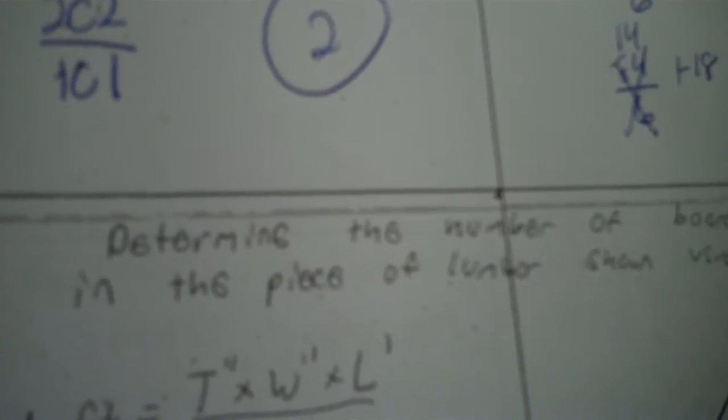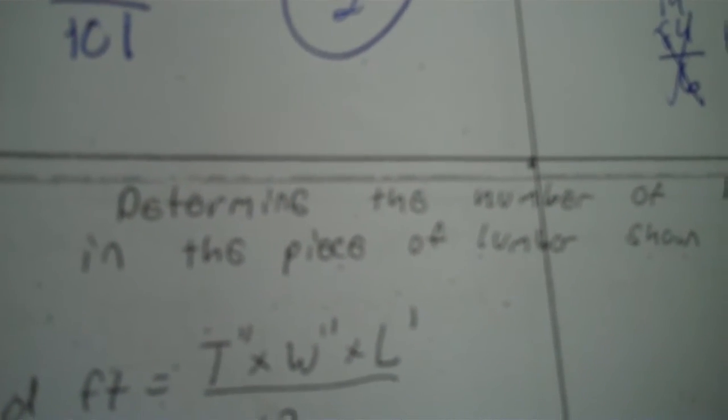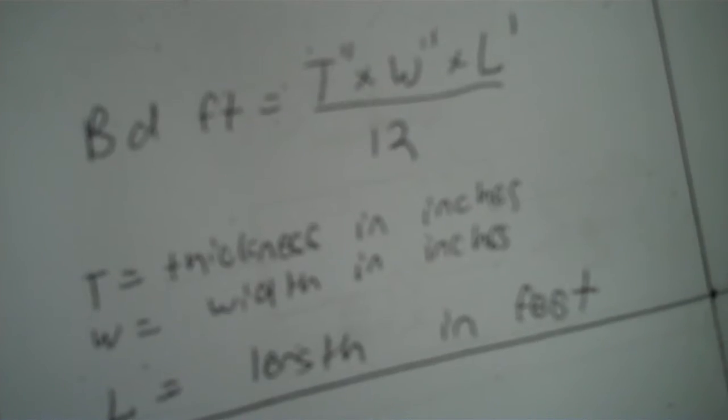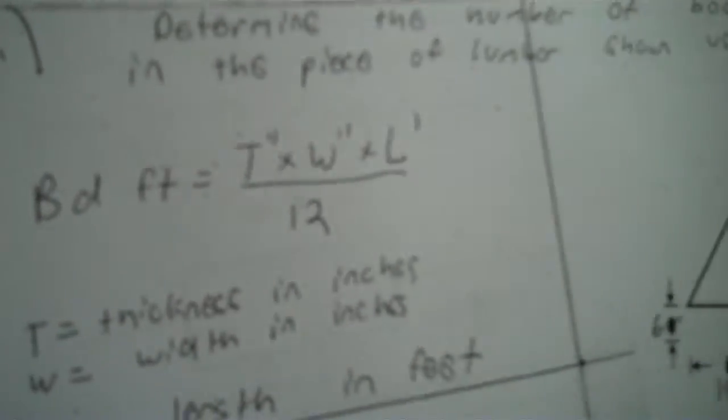Okay, determine the number of board feet in the piece of lumber shown using the formula. Board feet is T times W times L. T is the thickness in inches, W is the width in inches, L is the length in feet.